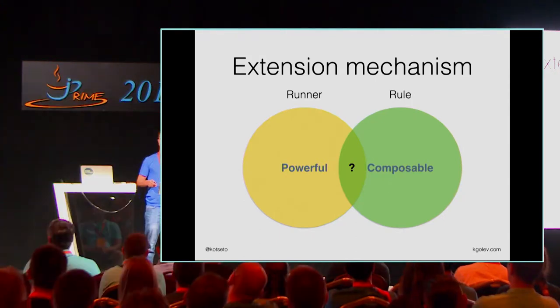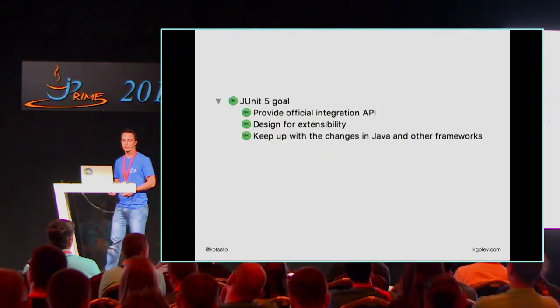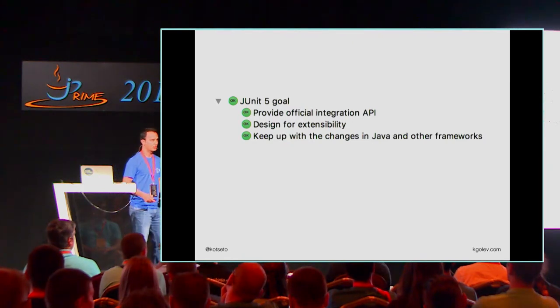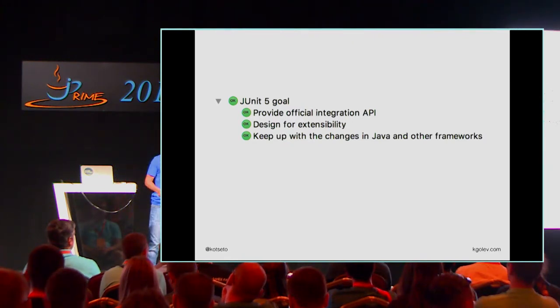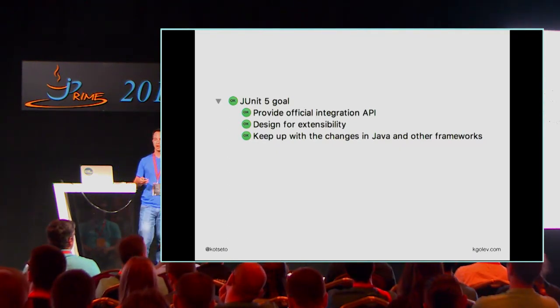So we need some kind of extension mechanism that is powerful and composable, and this is something that JUnit 5 has addressed. So the goal of JUnit 5 is an official integration API, so we don't have to wait another 11 years for the next version. Design for extensibility, and of course, keep up with all the changes in Java.